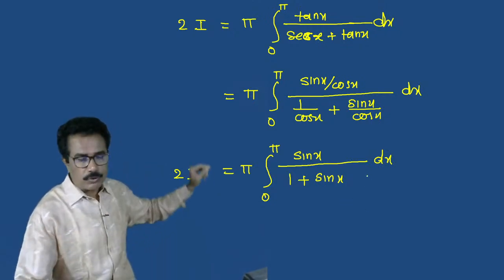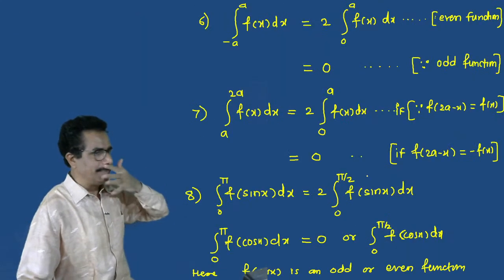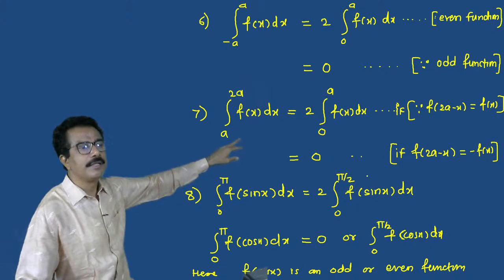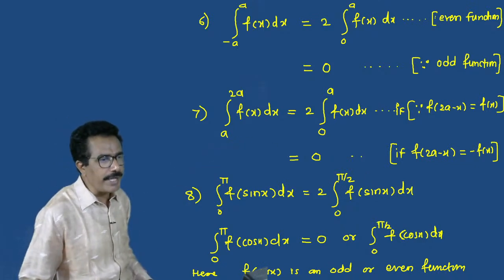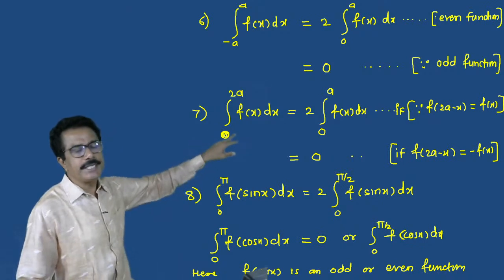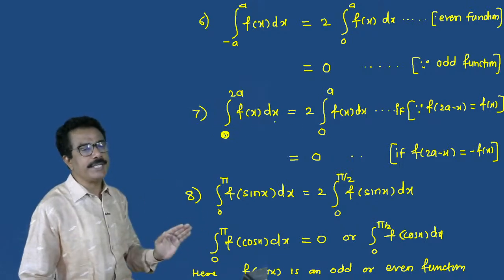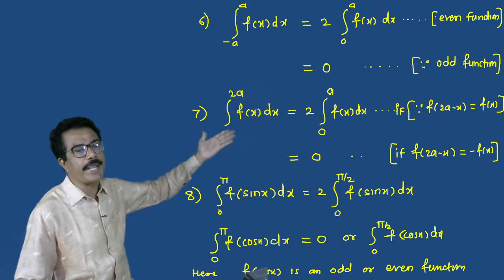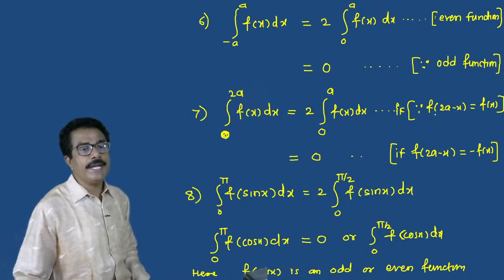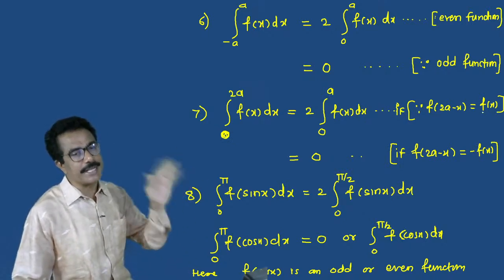Now we have to use here property number 6: integral from 0 to 2a, sorry, 2a, f of x dx, which is equal to 2 times integral from 0 to a f of x dx, when f of 2a minus x is equal to f of x.